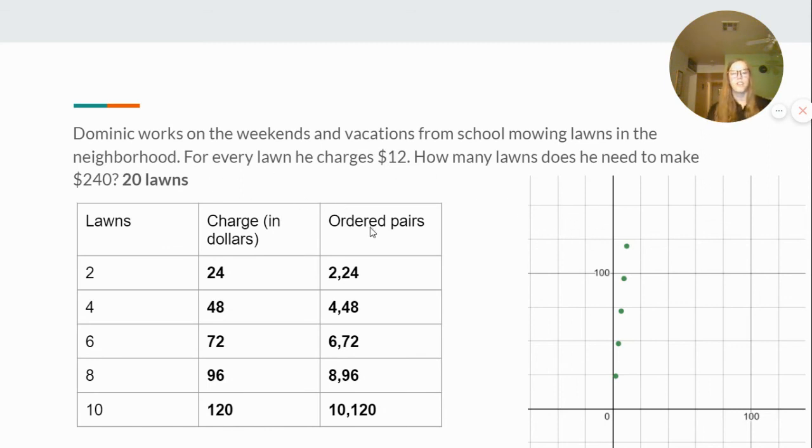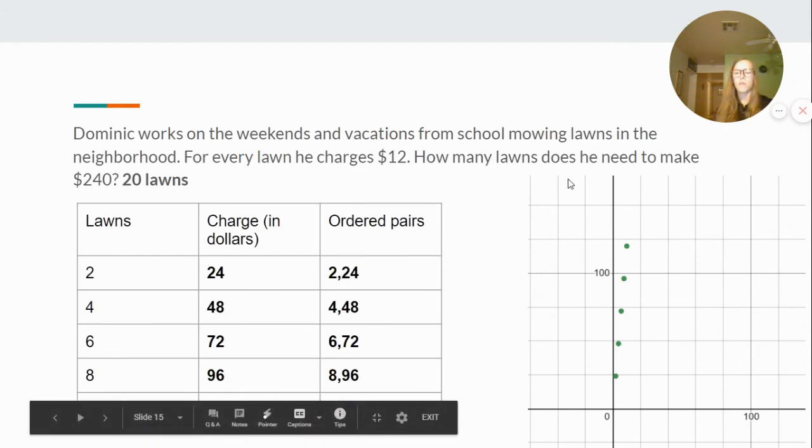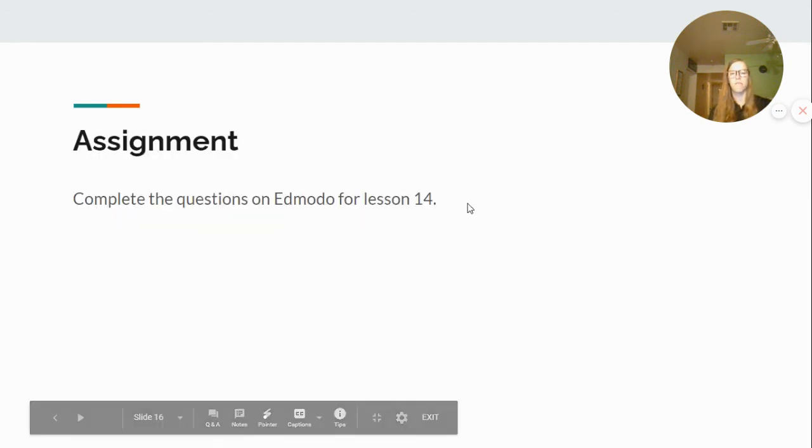And I gave you the answer there on accident. How many lawns does it need to make $240? Well, we can take 120 times 2 to get to 240, and that would be 20 lawns.